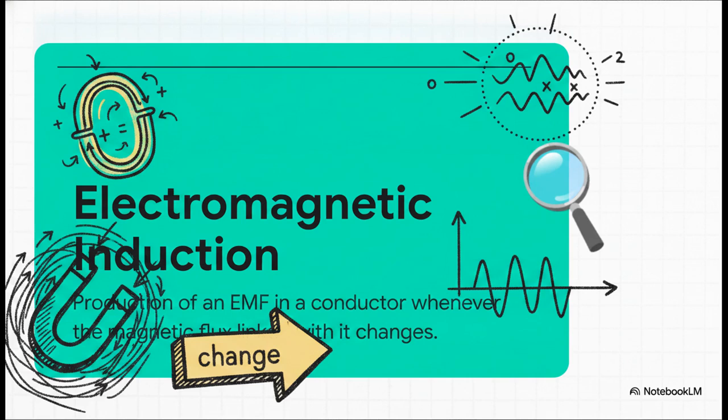Before we get into the nuts and bolts, let's lay down our fundamental definition. Electromagnetic induction is the production of an electromotive force, or EMF, in a conductor whenever the magnetic flux linked with it changes. Okay, I know, that sounds like a massive mouthful of heavy physics jargon, but honestly, don't sweat it. By the end of our lesson today, you're going to understand every single word of this perfectly. The really crucial point is right there at the very end: whenever the magnetic flux changes. Just keep that word in the back of your mind: change.